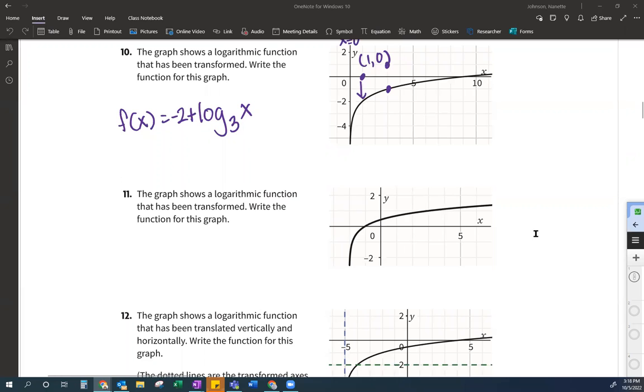So the asymptote is the first one that jumps out for me. Here it is right here at x equals -2. So that tells me that my graph got shifted to the left 2. Because it got shifted to the left 2, how does that play into your equation? How does that play into your equation?